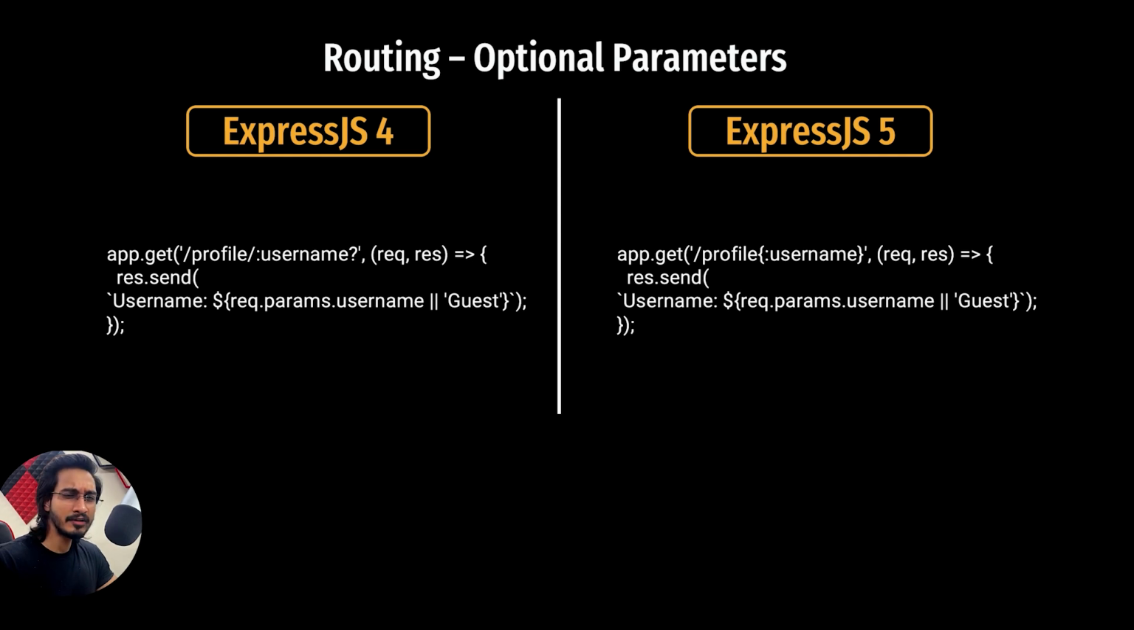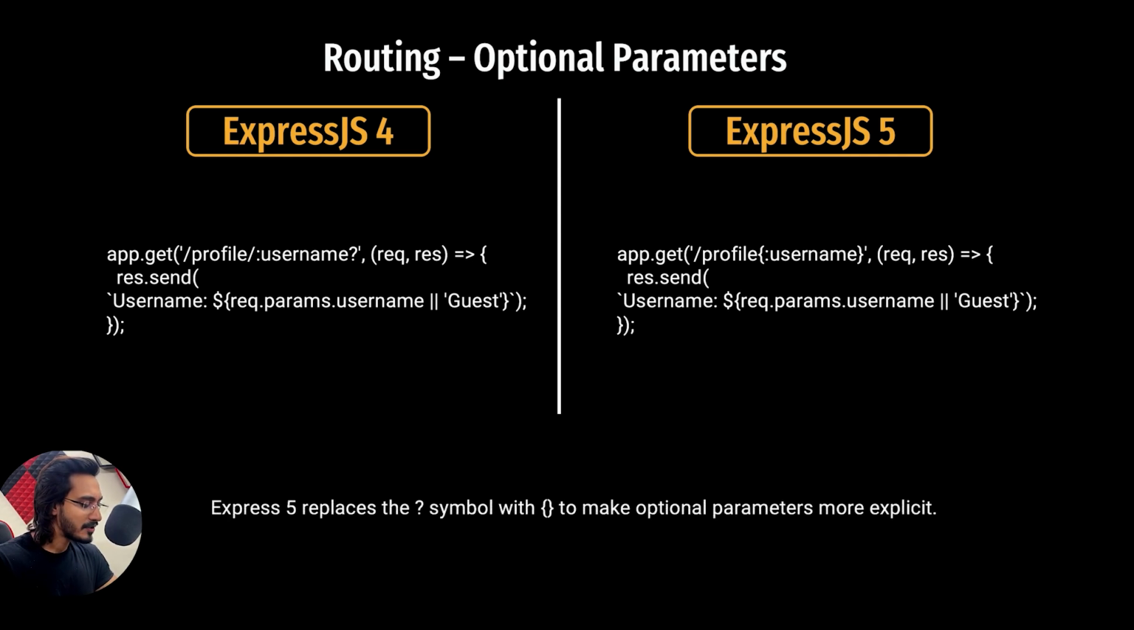Why is it changed? Now let me give you a reason for doing that. Express.js 5 replaces the question mark symbol with braces. Why? To make optional parameters more explicit. That is why it's doing that.